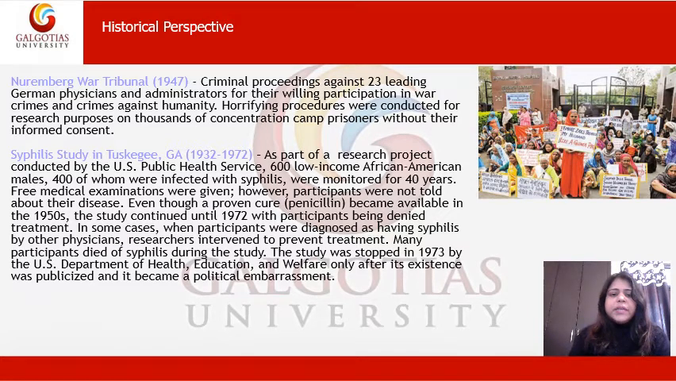The next one was the syphilis study in Tuskegee, 1932 to 1972, part of a research project conducted by the US Public Health Service. 600 low-income African American men, 400 of whom were infected with syphilis, were monitored for 40 years. Free medical examinations were given. However, the participants were not told about their disease, even though a proven cure, penicillin, became available in the 1950s. The study continued until 1972, with participants being denied treatment.